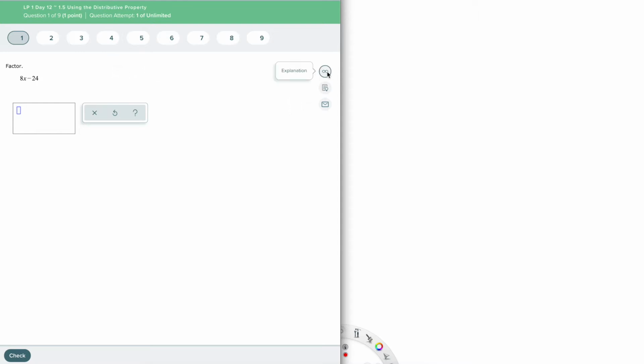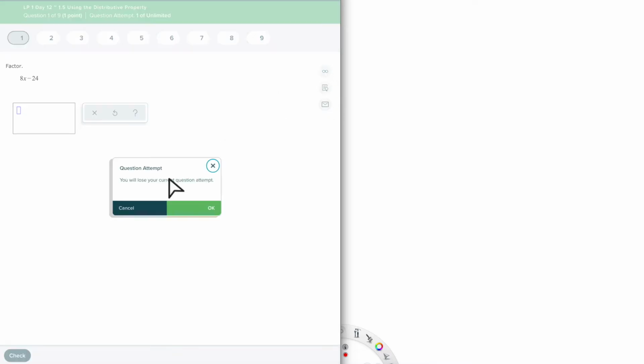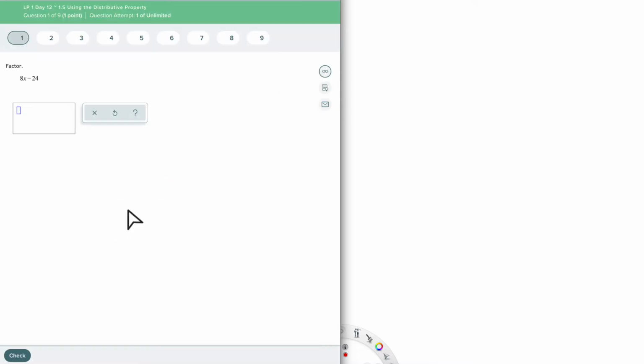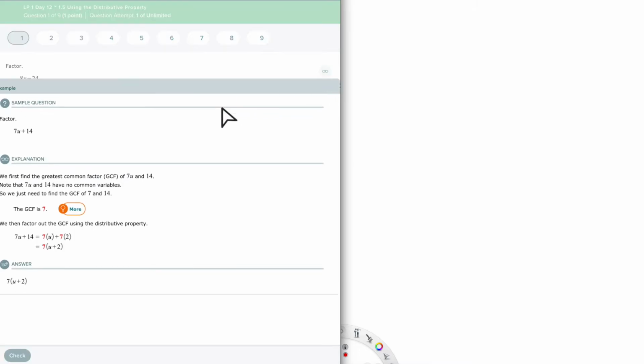On the side here we have explanation, example, and message center. So explanation tells you you're going to lose your question attempt because it's going to give you the solution to this question right here. And it's not going to give you the answer and then let you come type it in. Example shows you an example of the same problem type of what we're going to do.